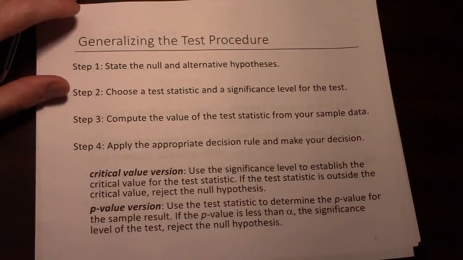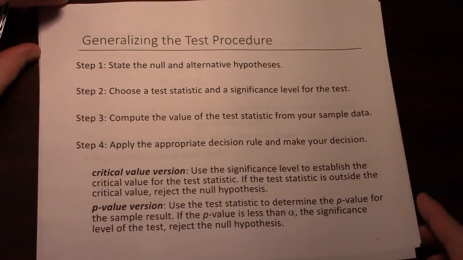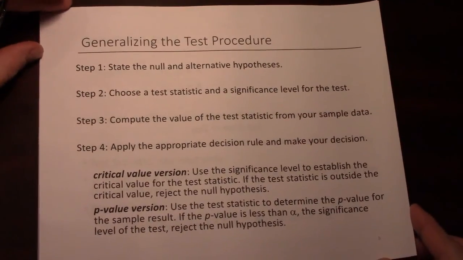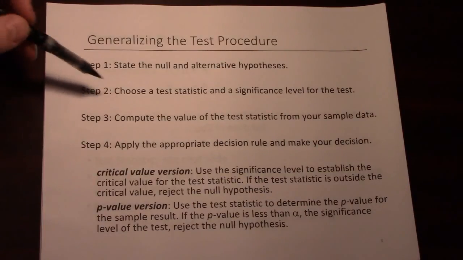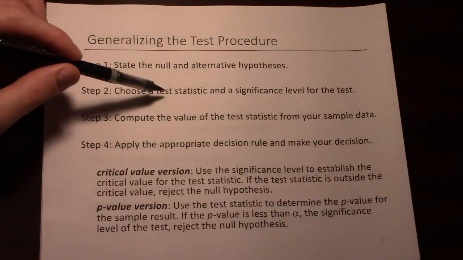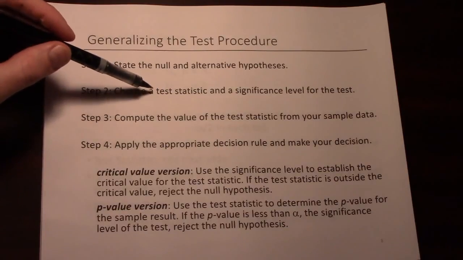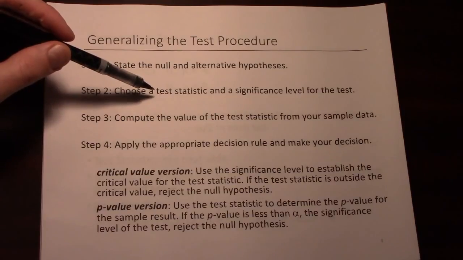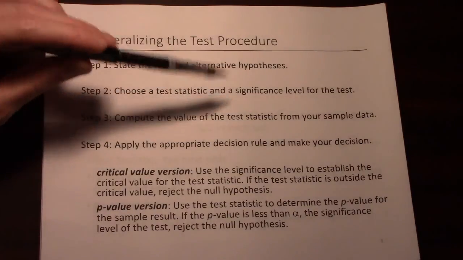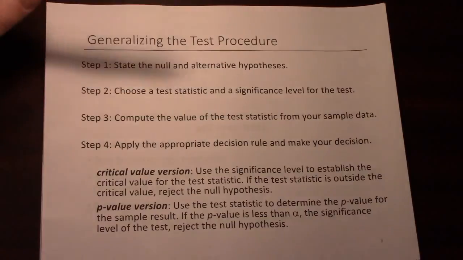Generalizing the testing procedure. So we'll state the null and alternative hypothesis. Think about what we're trying to test in step one. Choose a test statistic. What this means in the procedure is choose, are we using a Z statistic or a T statistic, the two we looked at last time. And we choose a significance level for our test.